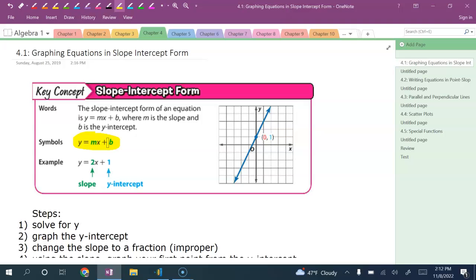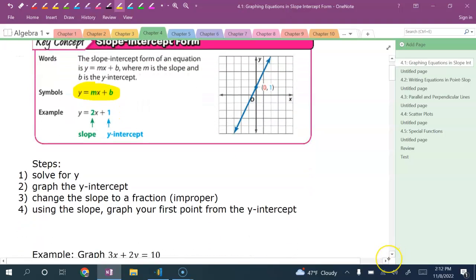Now, sometimes in an equation, they may not have it written in slope-intercept form. So if you're trying to graph a line using the equation like this, the first thing that you're going to want to do is solve the equation for y if it's not already done for you. So if they don't have it in that y equals form, you're going to have to get your equation in that form first. Then you're going to graph the y-intercept.